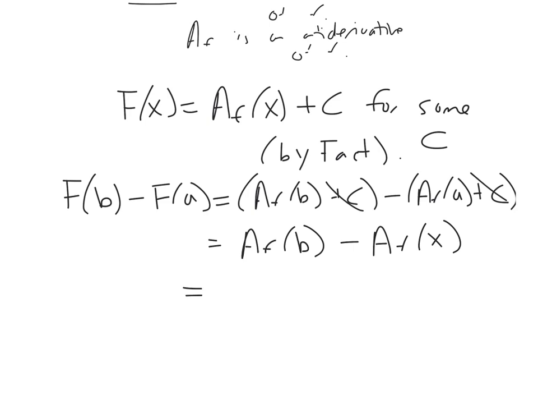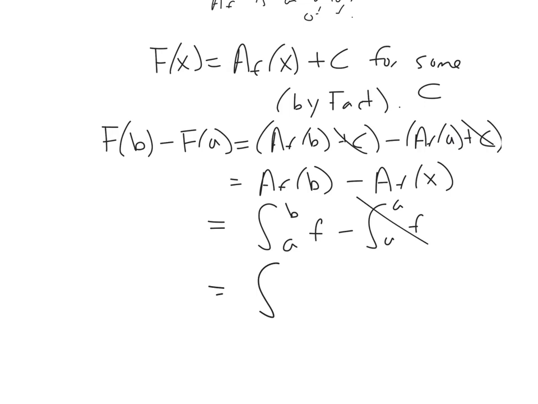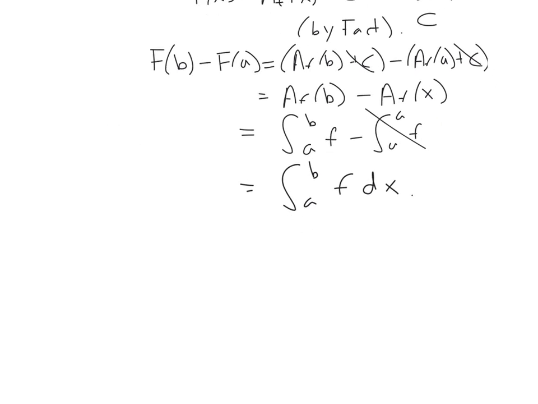And the way we defined A sub f, we can define it as the integral from a to b of f minus the integral from a to a of f. And this thing is just 0 because it's the integral from just a point. And so this gives us our definite integral from a to b of f dx. So this is an extremely useful theorem. What it says is that if I want to compute the area under the curve, I just have to find an antiderivative and take the difference of the antiderivative evaluated at the endpoints.